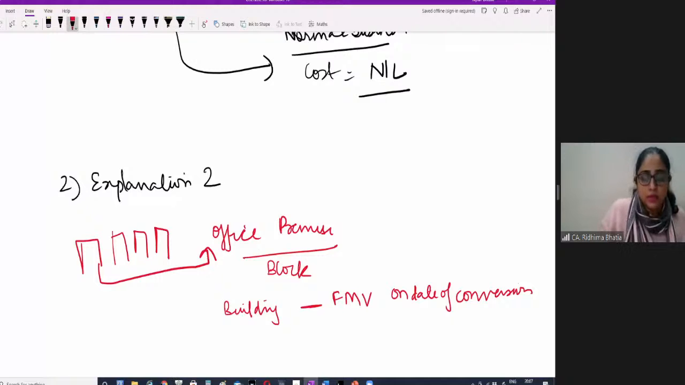Clear? Up till now, these are the various scenarios where, instead of going to the market and purchasing from someone, the asset comes into business through various routes. One was scientific research, another is this conversion of inventory into capital asset to be used for business purpose.